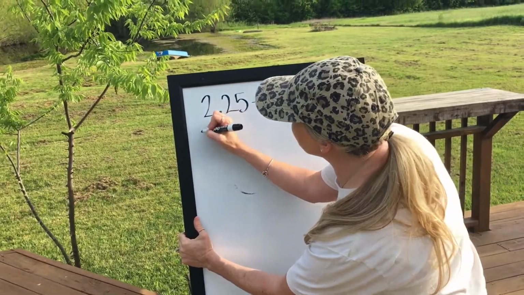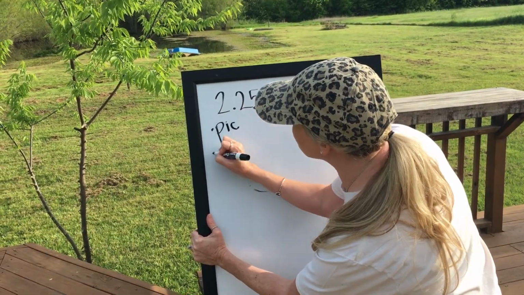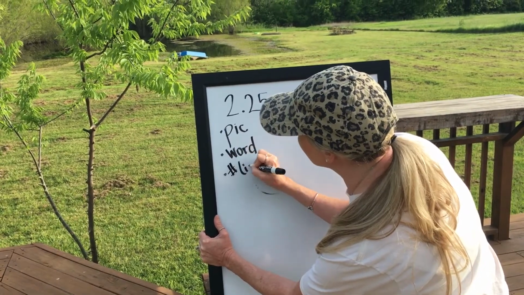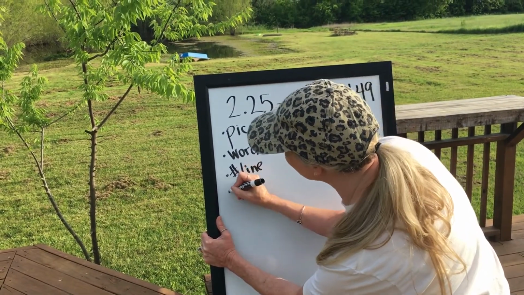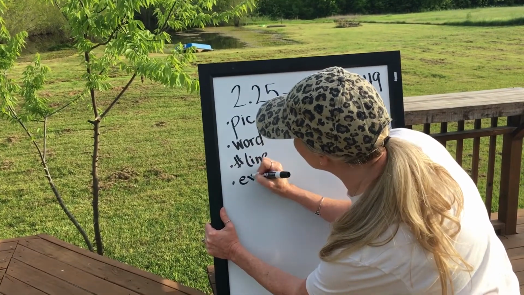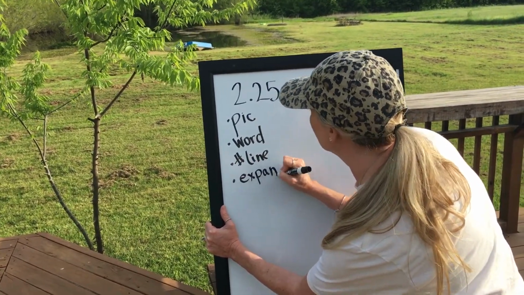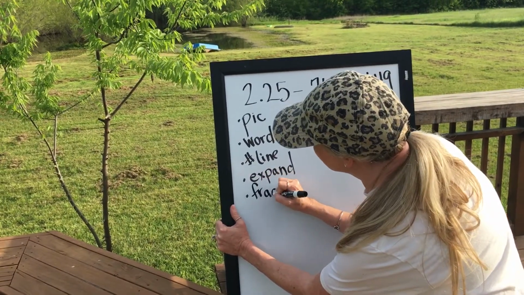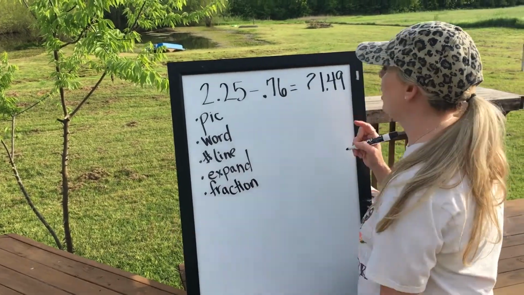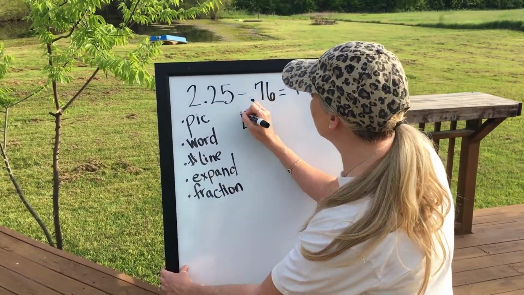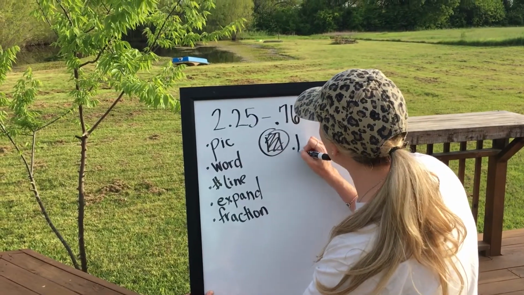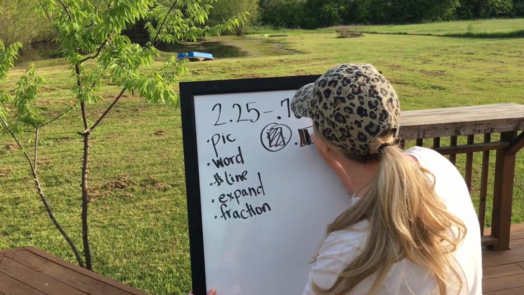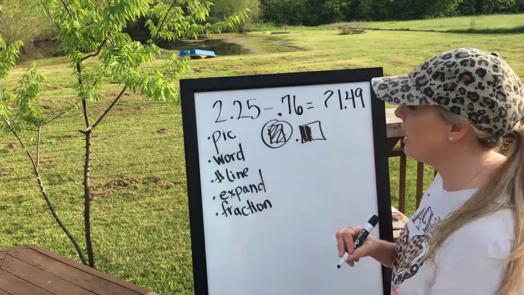All right, you're going to make for me the picture, the word form, the number line, expand it, and the fraction form. Okay, so a picture. You have one whole and 1, 2, 3, 4, 5, 6, 7, 9. So you have your picture.